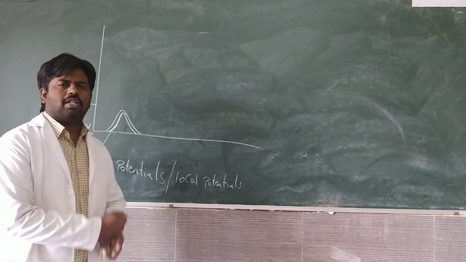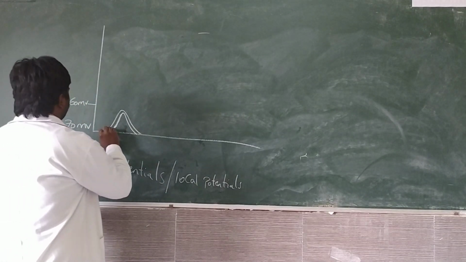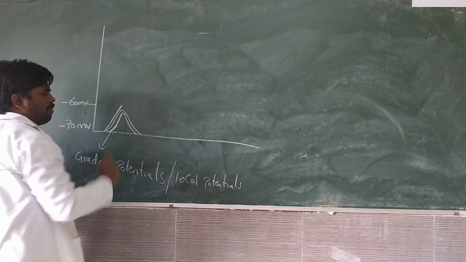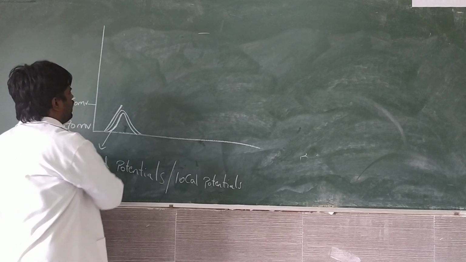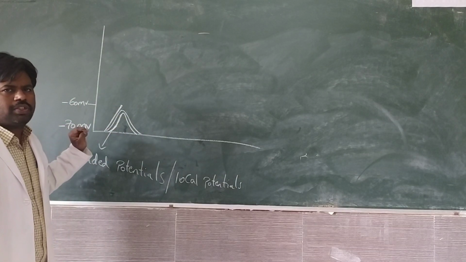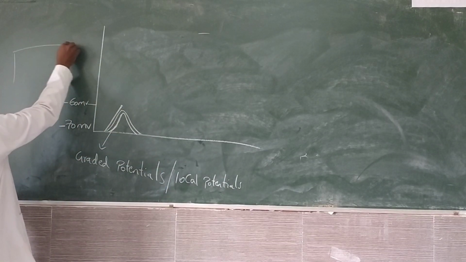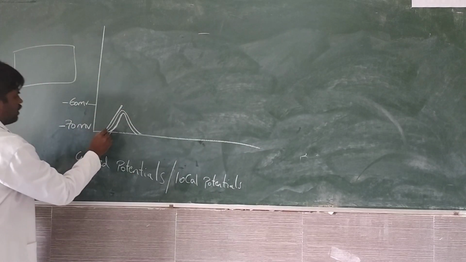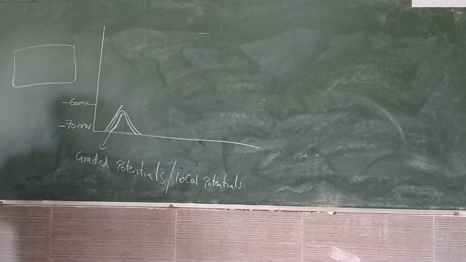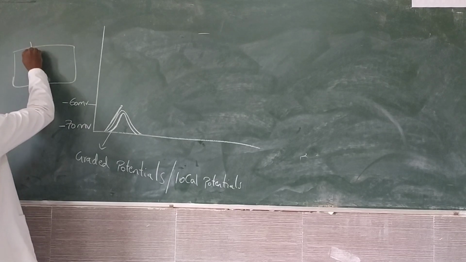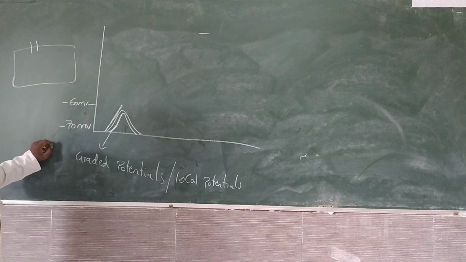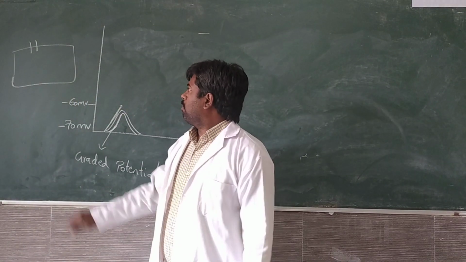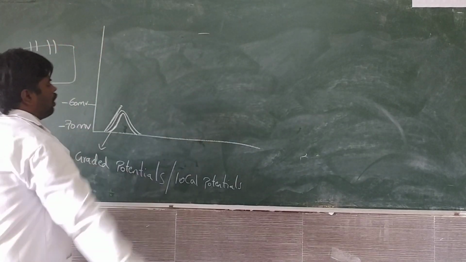This time we give a very strong stimulus. What happens? The graph reaches the threshold level, that is minus 60 millivolts. Once it reaches the threshold level, what happens within the cell? Say, for example, this is the cell. Once the threshold stimulus reaches minus 60 millivolts, the mechanical sodium gates will be opened. So a few mechanical gates will be opened.